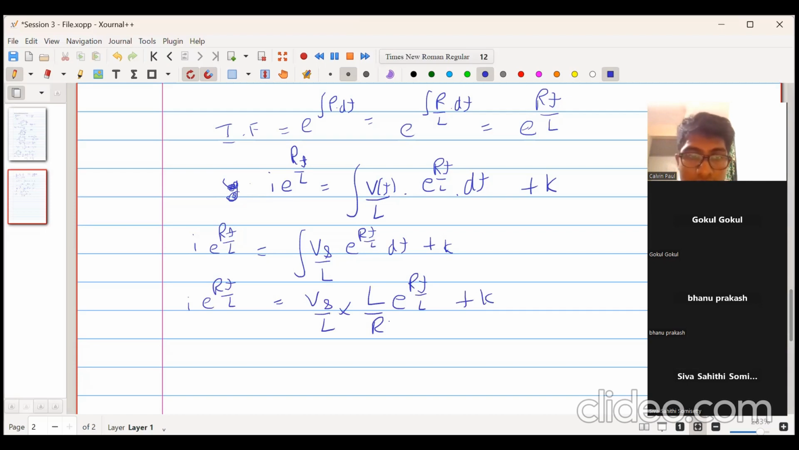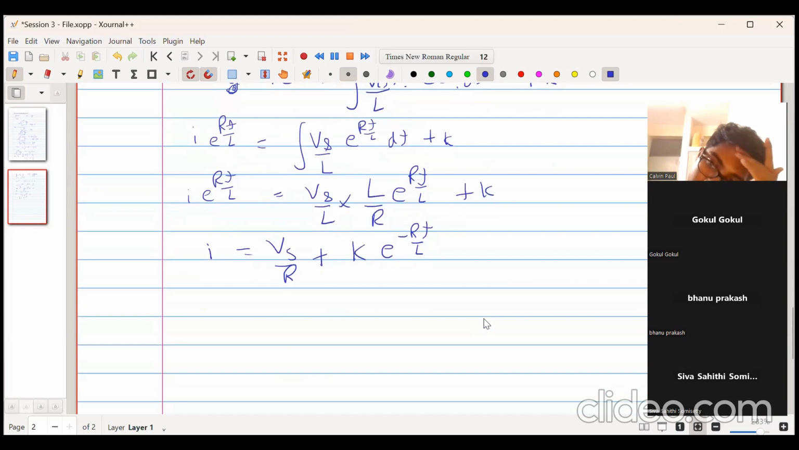So we get it of this form. We divide throughout by e raised to Rt upon L. So here it will become 1, here it will become 1, and here it will be e raised to minus Rt upon L. So we get Vs upon R plus K into e raised to minus Rt upon L.